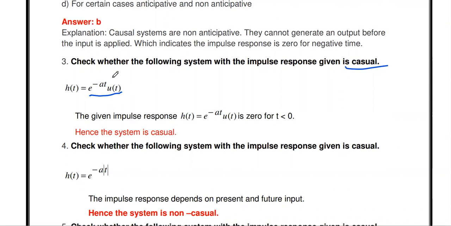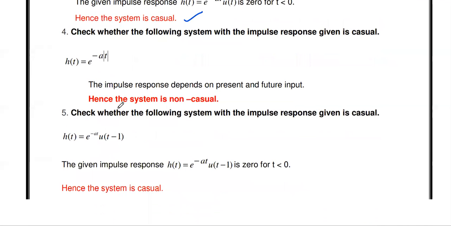What is the meaning? This e power minus a t is multiplied with u of t. You already know any function multiplied with u of t is available only for t greater than 0. For t less than 0, this h of t value is 0. So that's why the given system is a causal system. The given impulse response h of t equal to e power minus a t u of t is 0 for t less than 0. The u of t indicates that only for t greater than 0 is this impulse response available. So the system is said to be causal.